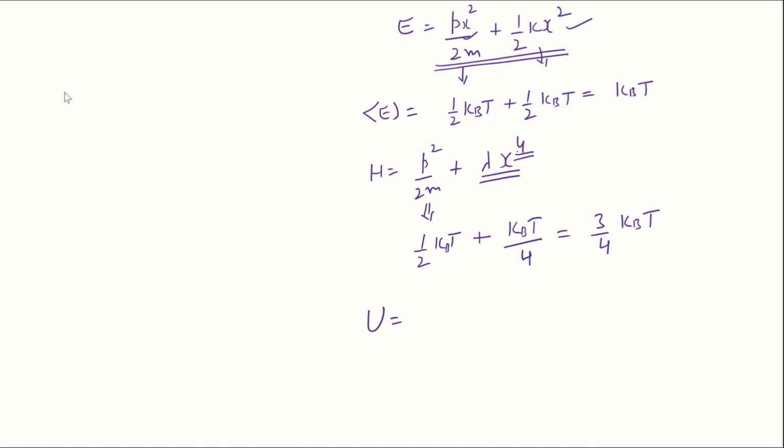In the same way, the total energy will be N multiplied by the average energy per oscillator, which is 3 by 4 kT, so 3 by 4 N kT.